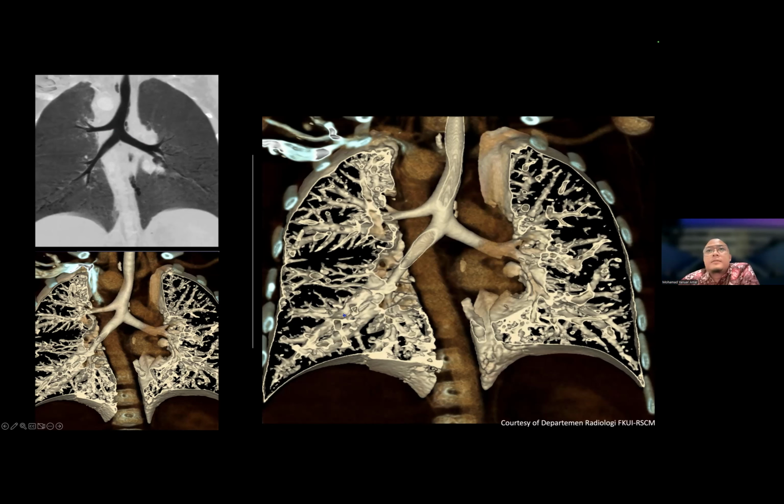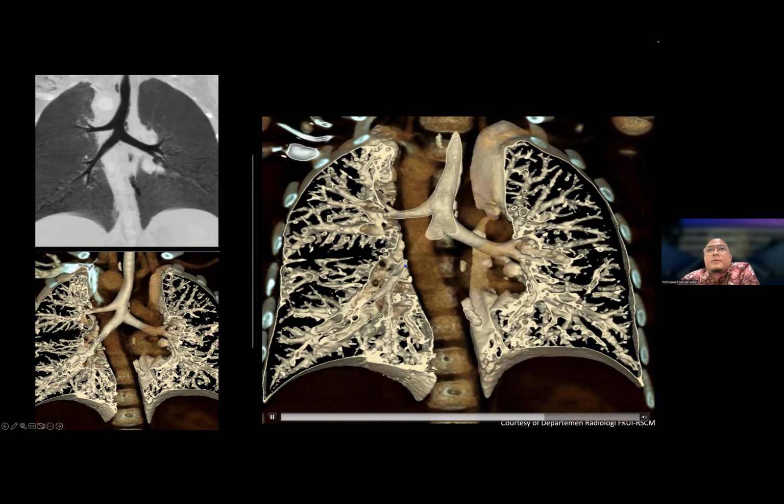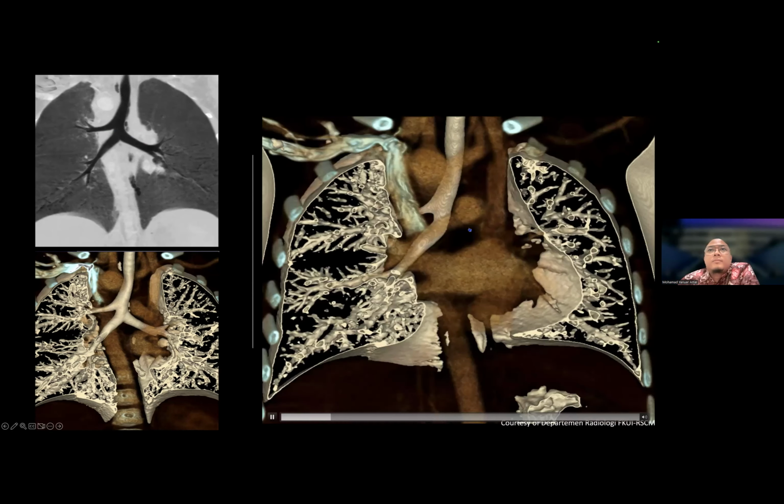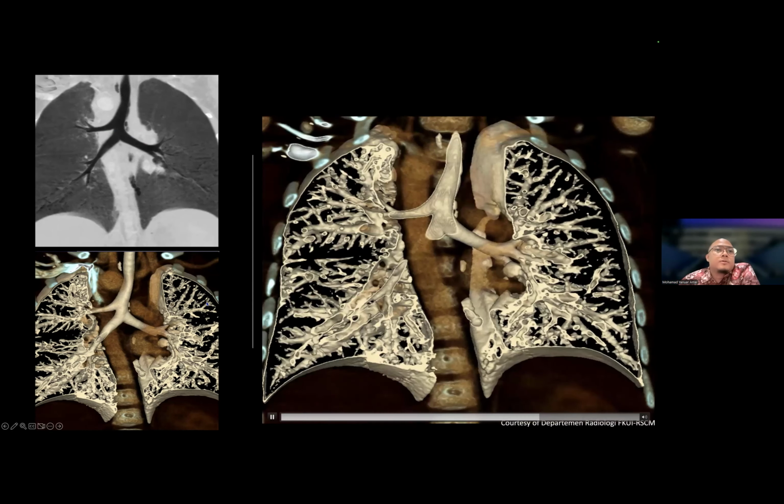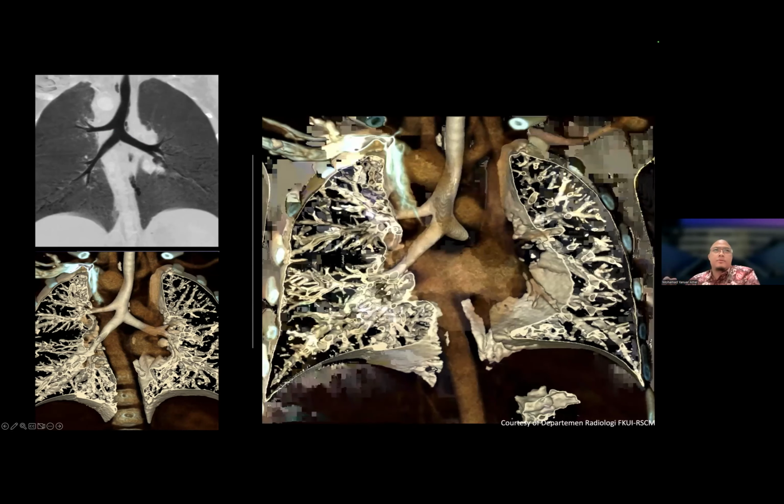Yeah, this is the volume rendering here of the tracheal bronchus. I think that's the second patient. So is there any question?